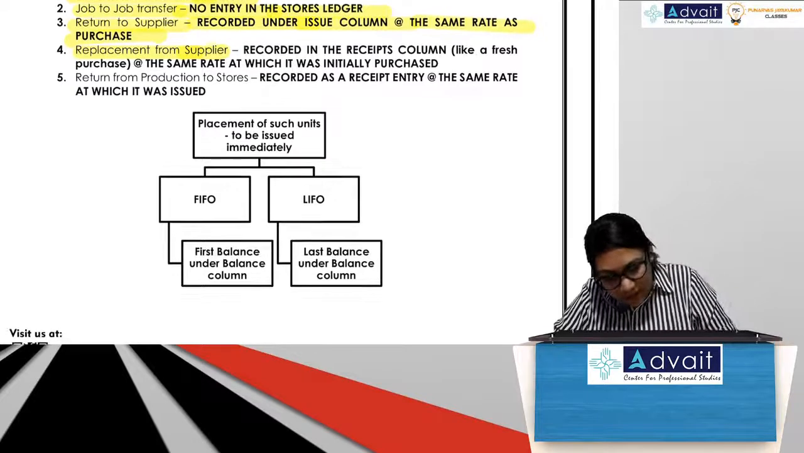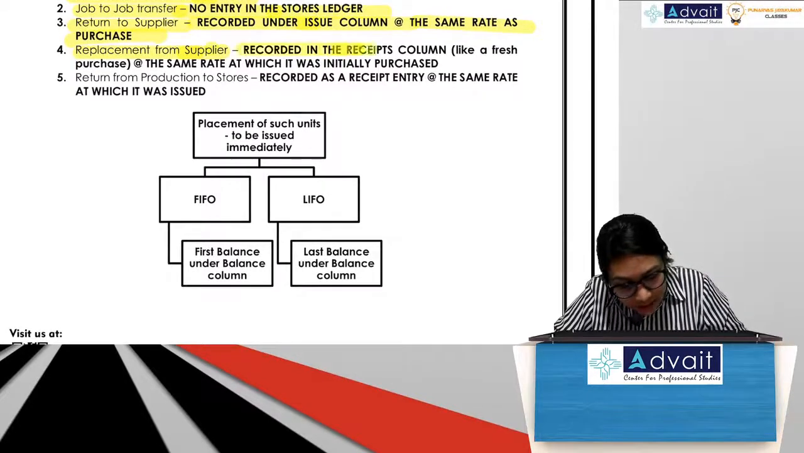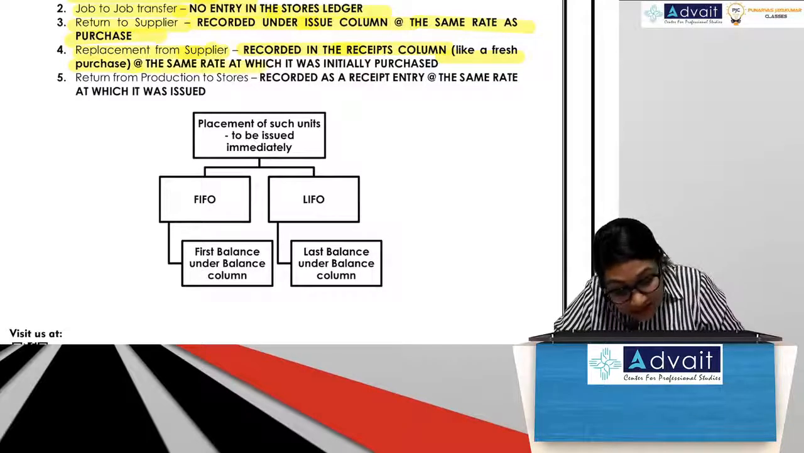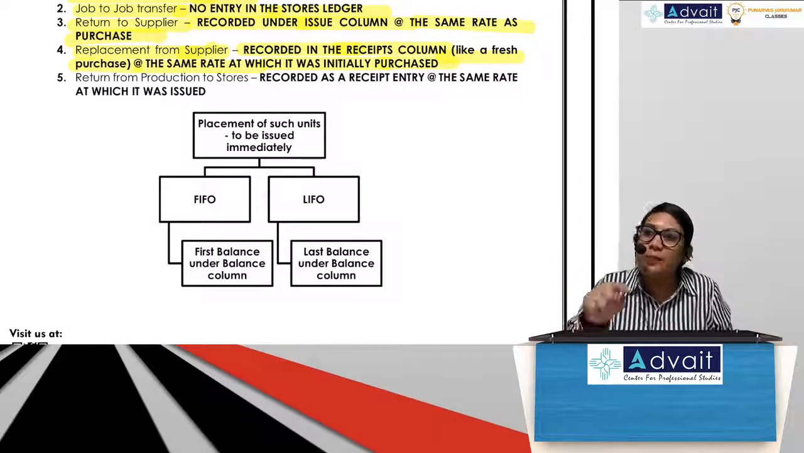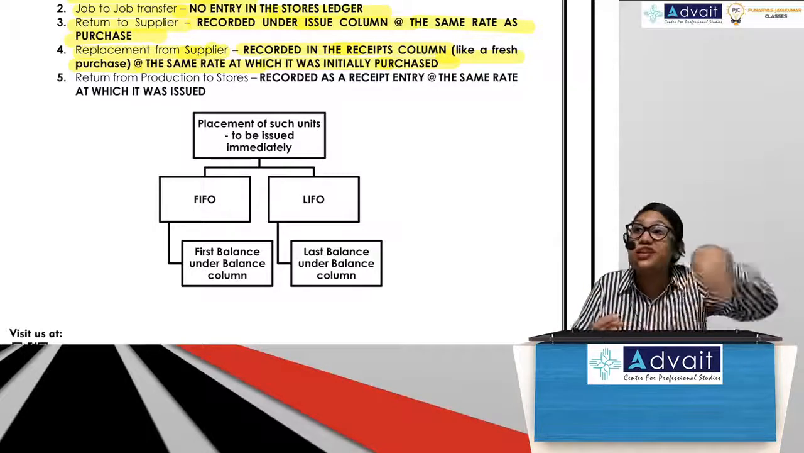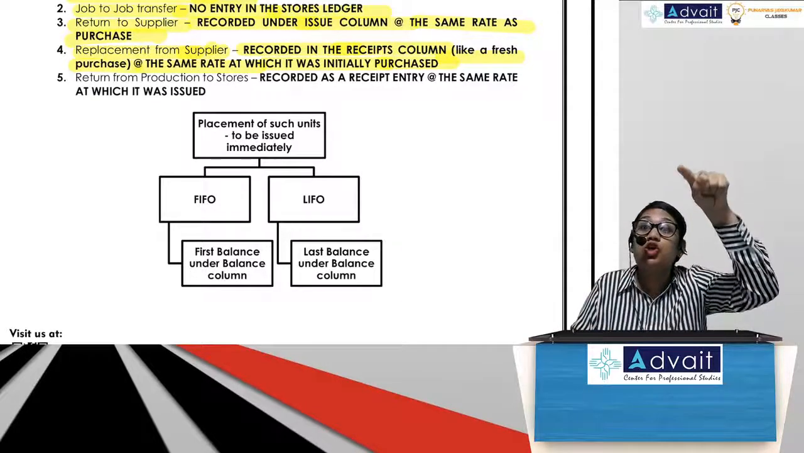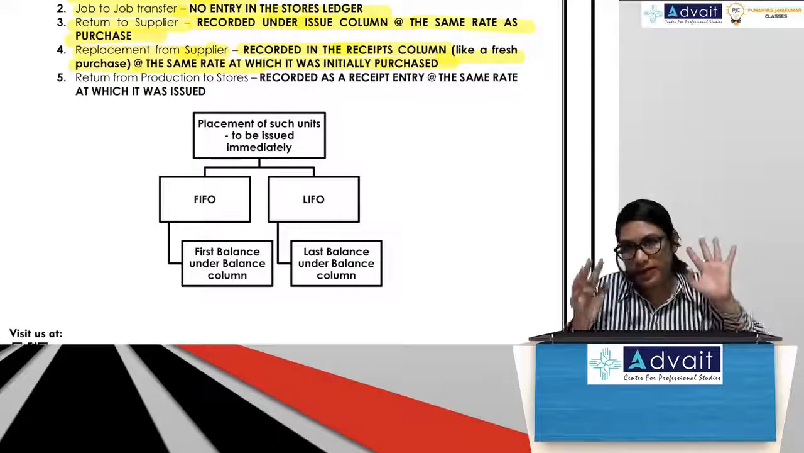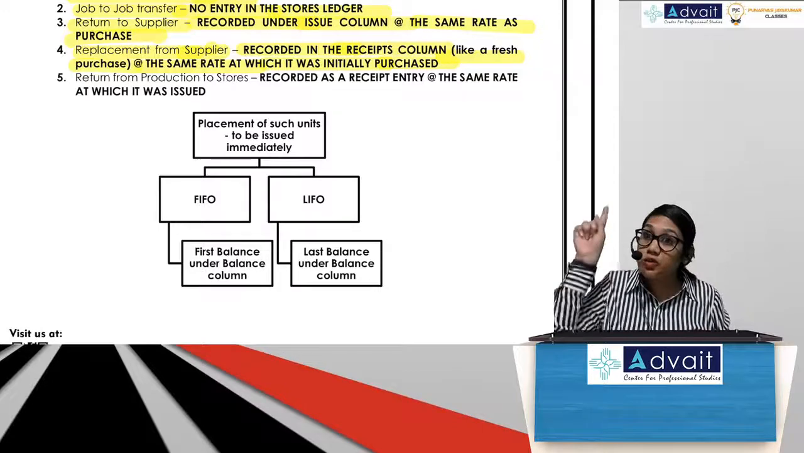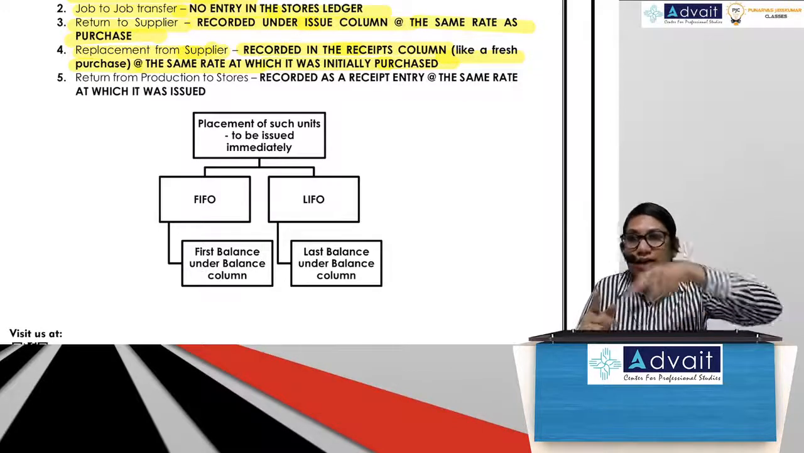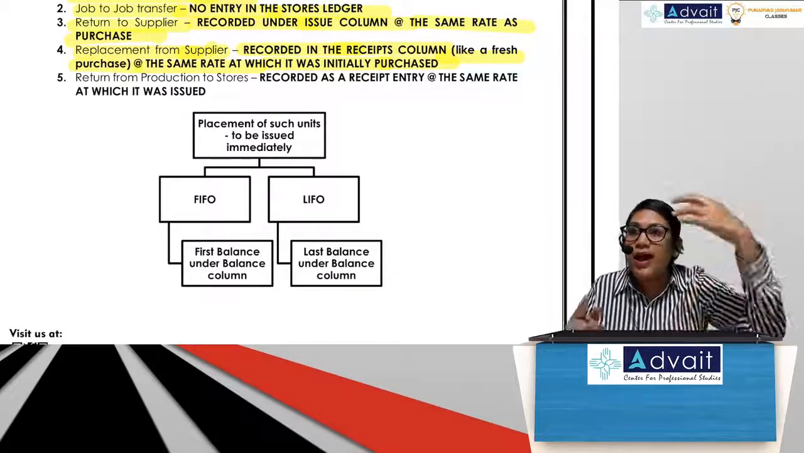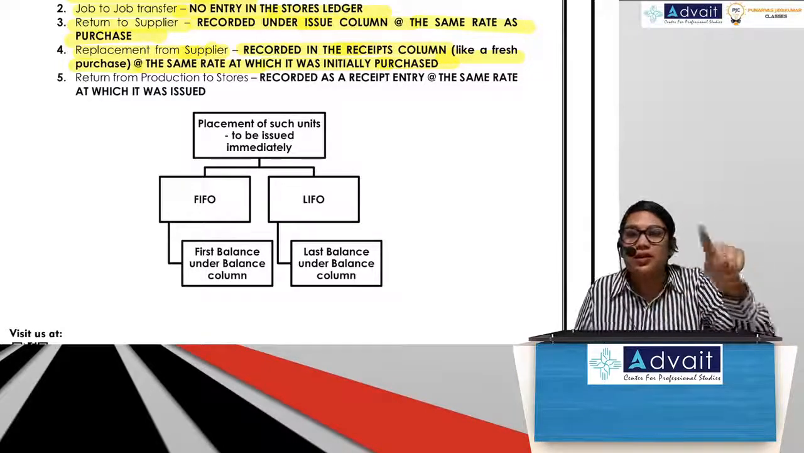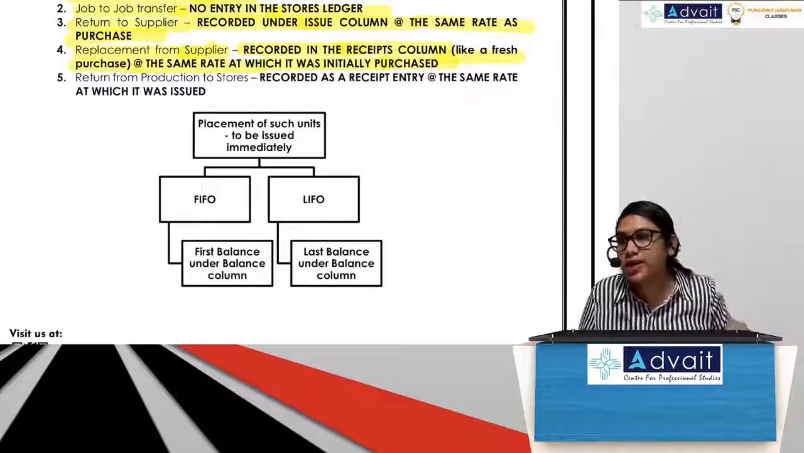Okay. So replacement from vendor or supplier is recorded in the receipts column like a fresh purchase at the same rate at which it was initially purchased, because this replacement is in lieu of that particular material which was returned. So it will be recorded at the same rate. Guys, is it okay? So the return is also recorded at that rate and the replacement is also recorded at that rate itself. What is that rate? The rate at which it was initially purchased.